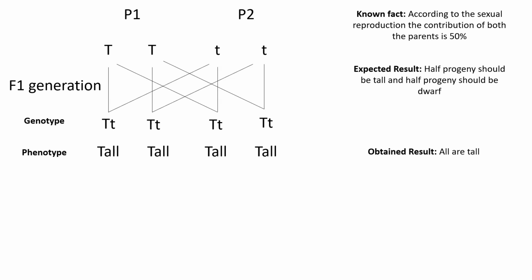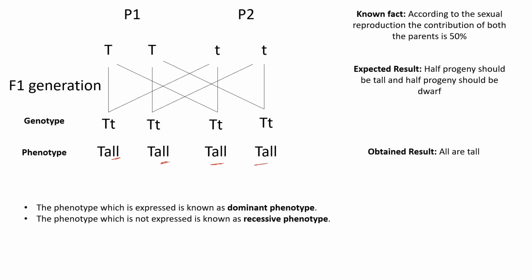So that means if we can see only one phenotype is expressed, the phenotype which is expressed is known as a dominant phenotype, because the dominant will always be in an expressed form. So, for example, if the fighting is happening between you and me, if you are dominant over me, every time you will win and I lose. Similarly, here also the phenotype which is expressed is a dominant phenotype, and the phenotype which is not expressed is known as a recessive phenotype.